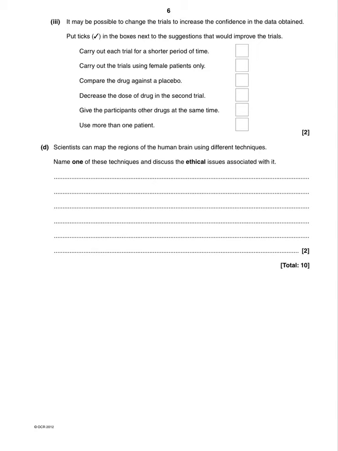The next one, it says, it may be possible to change the trials to increase the confidence in the data obtained. Put ticks in the boxes next to suggestions that would improve the trials. Worth 2 marks. So a reasonable assumption sometimes is 2 marks, 2 things. Not always. But it is suggesting it's multiple ticks, boxes.